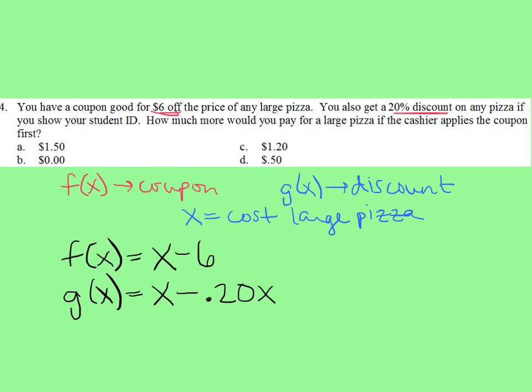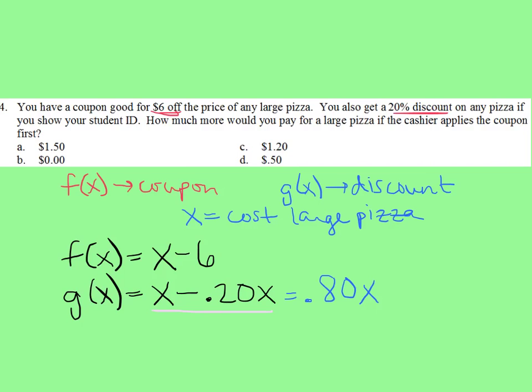Now, this equation that we just constructed, we can simplify. So we're going to simplify that. x minus 0.20x equals 0.80x, which makes sense because if it's 20% off, then I'm paying 80% of the actual cost. Okay, so we've got our f of x, we've got our g of x.